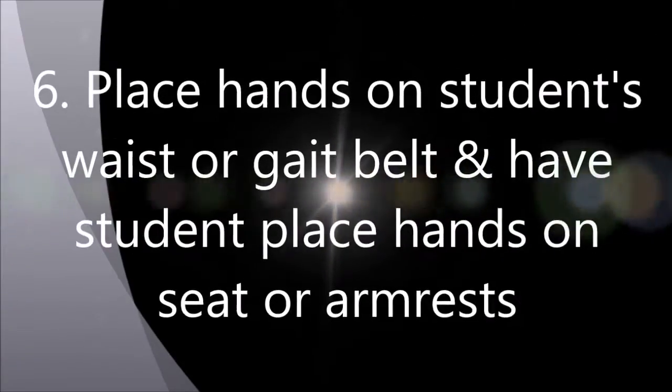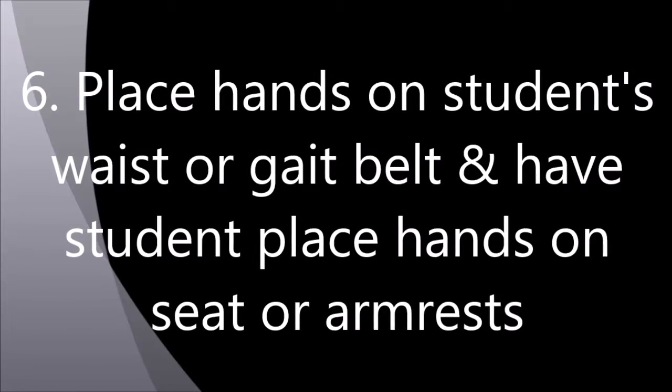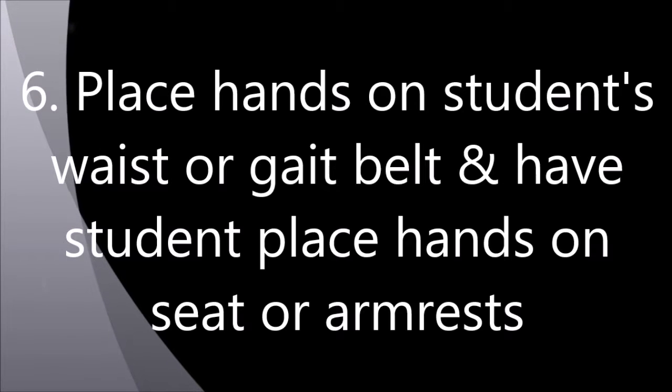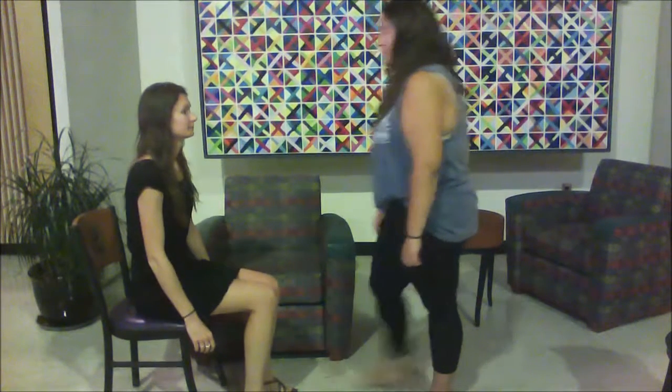Now, place your hands under the student's arms on their waist or gait belt if one is being used. Be sure to let your student know what you are doing ahead of time. Have the student place their hands on the armrest or the surface that they are sitting on in order to push off and help with the lift. Kelly, I'm going to put my arms around your waist.